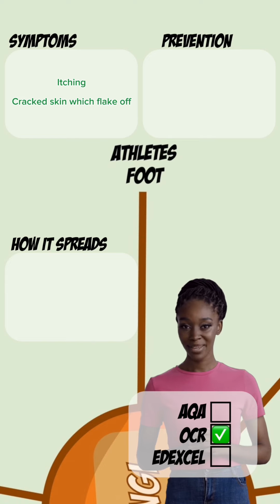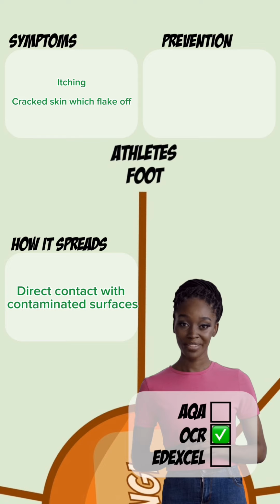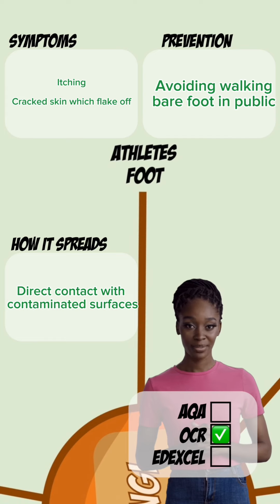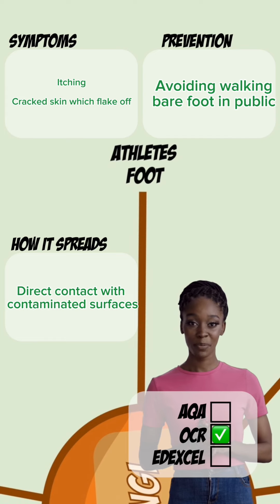Athlete's foot is a fungal disease that affects humans, causing itching and cracked skin between the toes which flake off. It's transmitted through contact with contaminated surfaces, like floors in changing rooms or shared footwear. Prevention involves keeping feet clean and dry, wearing breathable shoes, and avoiding walking barefoot in public areas.